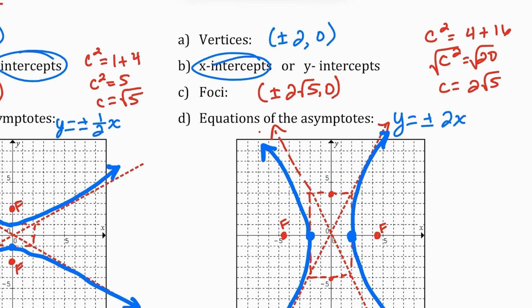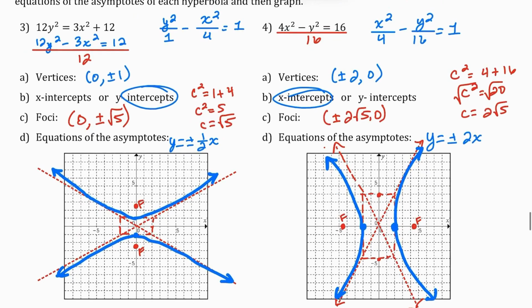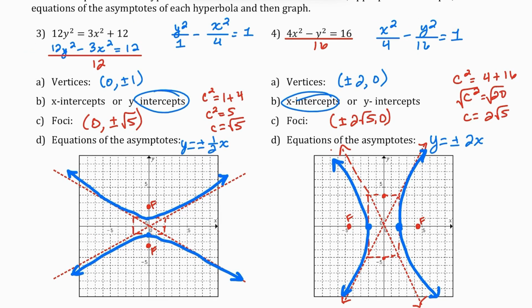So those are just the very basics of hyperbolas. In this class, we try to keep it a little simple. So just make sure you practice these and ask questions.